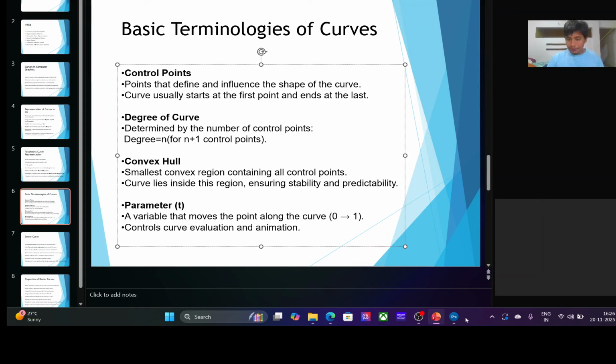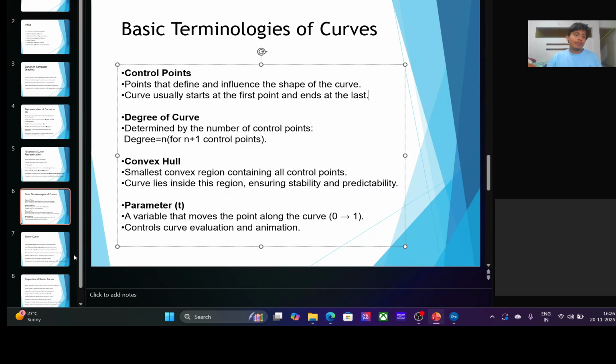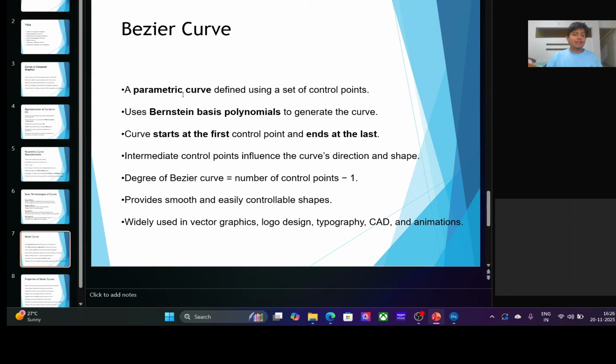Okay, and we know about parameter t. As you can see in this diagram, A to B is actually a curve, and these dashed lines form the convex hull. Now we have the Bezier curve. What is actually a Bezier curve? It is a parametric curve defined using a set of control points.